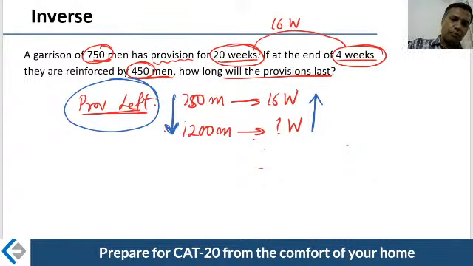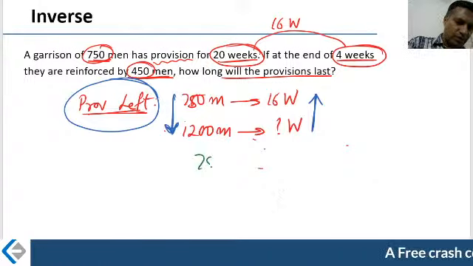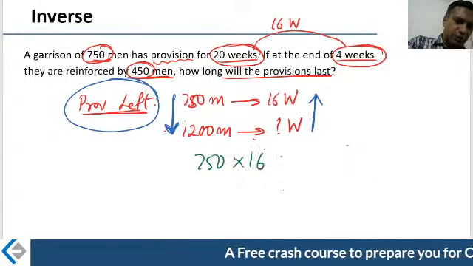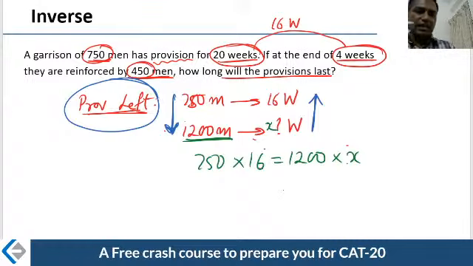Therefore they're inversely proportional. When they're inversely proportional, what did I say? The product is constant. Therefore 750 into 16 is equal to 1200 men into the number of weeks, x weeks. Let me write it as x weeks, because we understood they're inversely proportional.